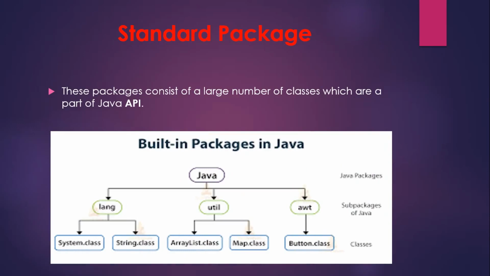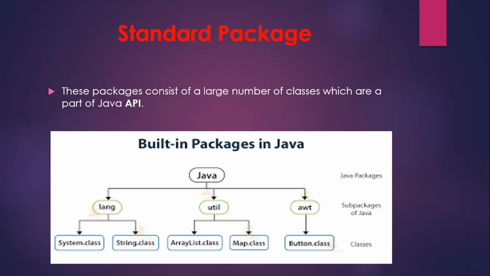Here is a list of some standard packages, that is lang, util, awt. These are the built-in packages in Java. The lang package consists of many classes, like System.class and String.class. The util package also contains different types of classes, like ArrayList.class and Map.class. And awt also contains some classes, like the Button class.